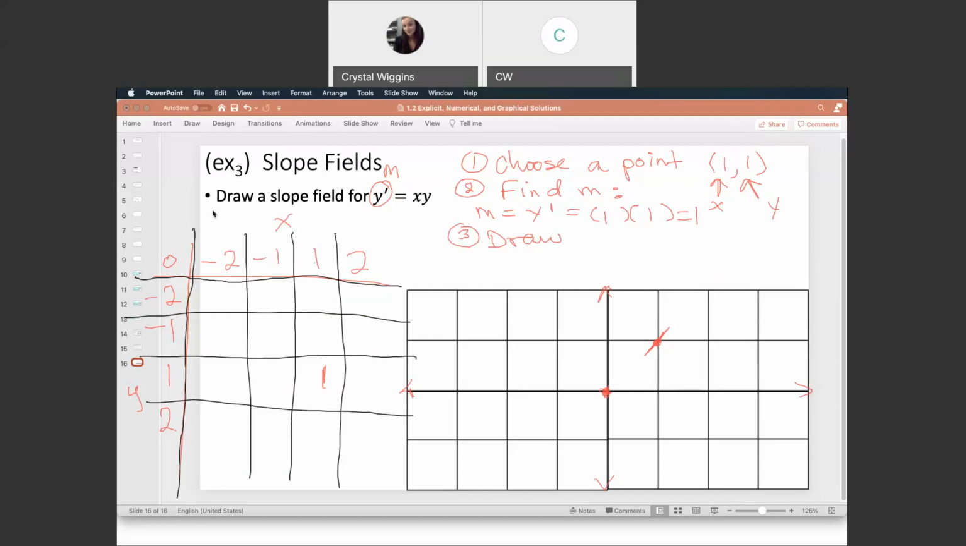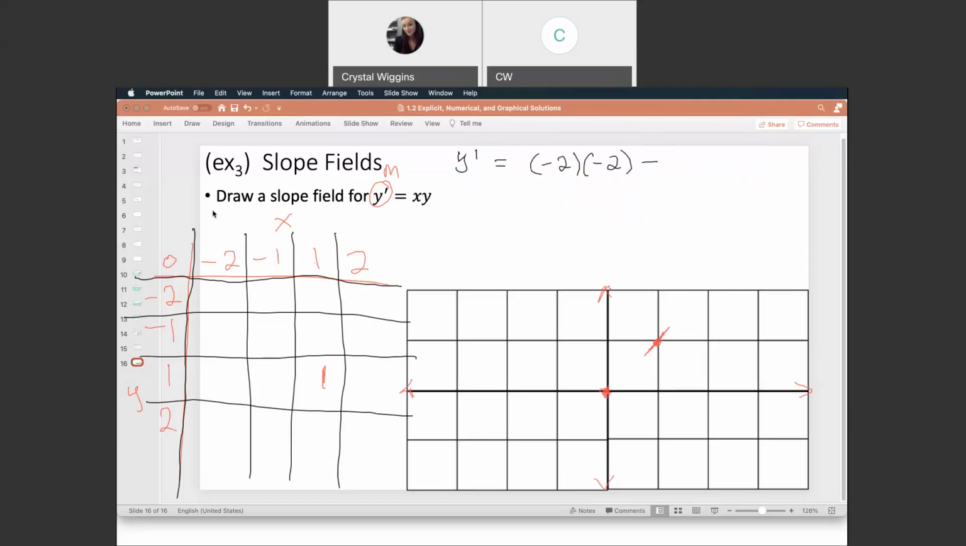So let me erase this area because this will be my calculation area. All right, let's do (-2, -2). We have y prime equal to -2 times -2, which gives us +4. So we place in here that the slope is +4 at (-2, -2). We find that point, and I need a slope of 4, so I count up 4 over 1. I draw a line that points in the direction of my goal, this star.